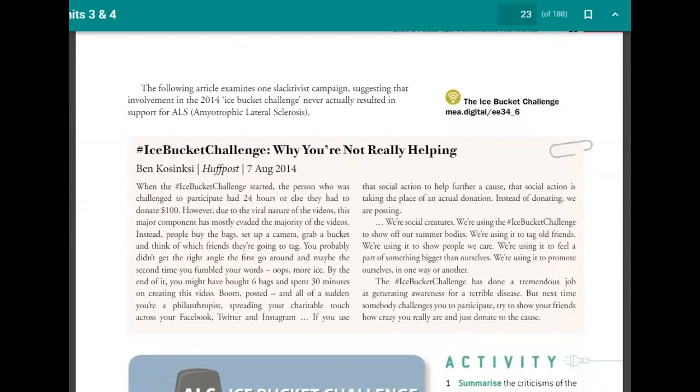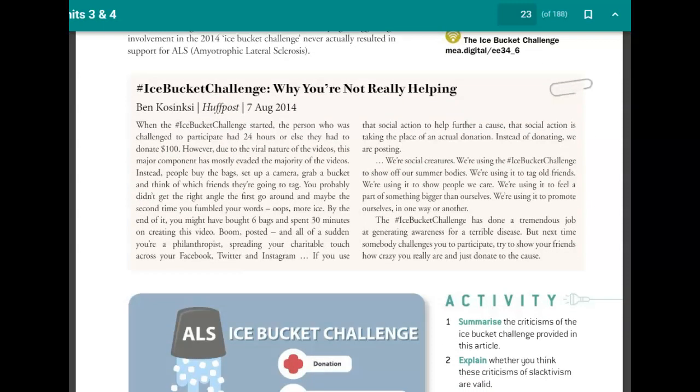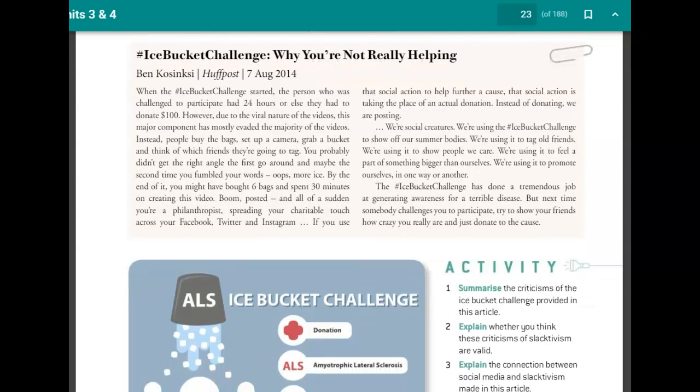The following article examines one Slacktivist campaign suggesting that involvement in the 2014 Ice Bucket Challenge never actually resulted in support for the amyotrophic lateral sclerosis, the ALS. So Ice Bucket Challenge, Why You're Not Really Helping, by Ben Kosinski on Huffington Post, 7th of August 2014. When the hashtag Ice Bucket Challenge started, the person who was challenged to participate had 24 hours or else they had to donate $100. However, due to the viral nature of the videos, this major component has mostly evaded the majority of the videos. Instead, people buy the bags, set up a camera, grab a bucket and think of which friends they're going to tag.